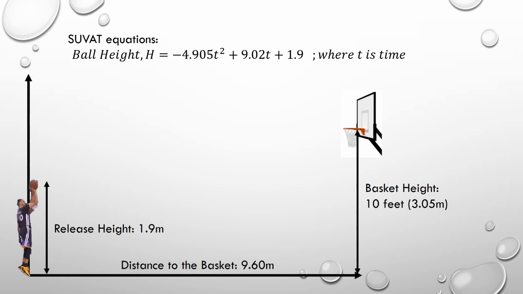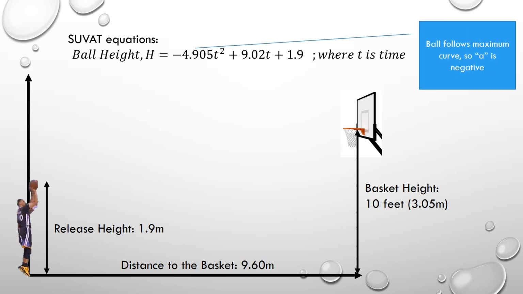The ball height changes constantly as the ball travels towards the basket. So we'll assign it a variable h, and it's given by the equation here, h equals negative 4.905 t squared plus 9.02 t plus 1.9, where t represents time in seconds. The 4.905 comes from gravitational acceleration. The 9.02 comes from the initial vertical velocity of the ball, and the 1.9 comes from the release height. If you recall, the ball follows a maximum curve, so that's why there's a negative sign in front of 4.905.